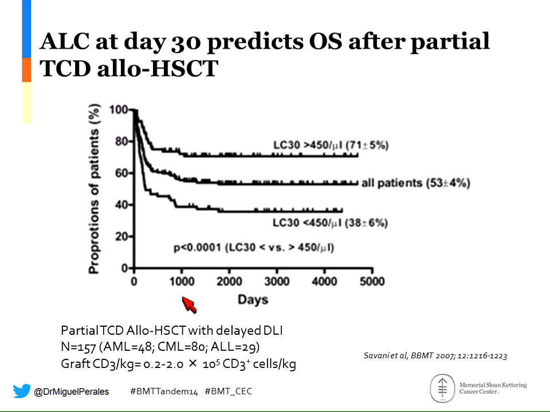And this is data from John Barrett's group at the NIH, where they did T cell depleted transplants, and they wanted to see if in that setting they also saw the same effect. And again, they confirmed these results. The absolute lymphocyte count at day 30 is predictive of outcomes.